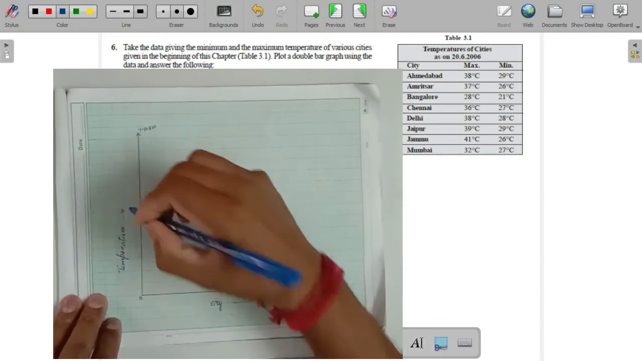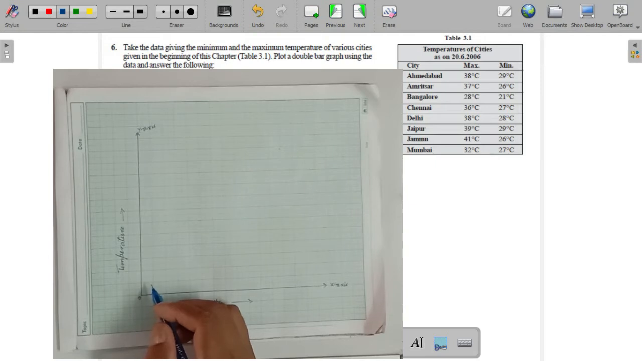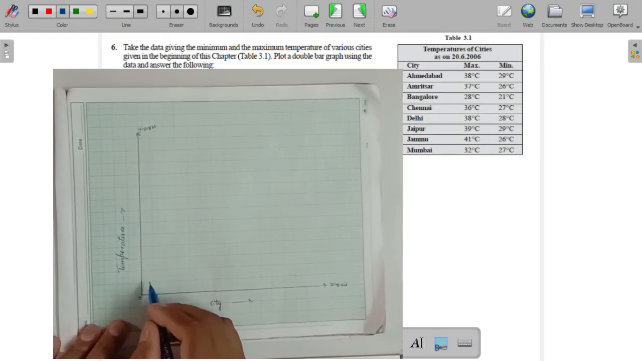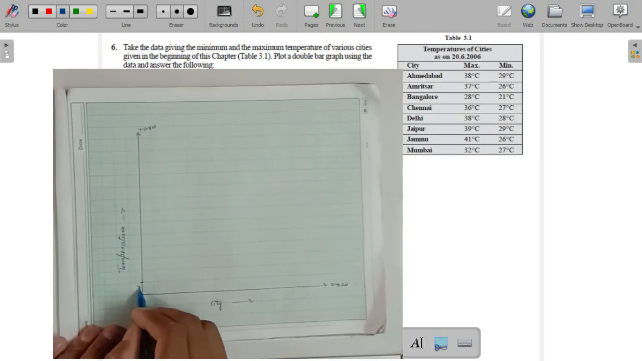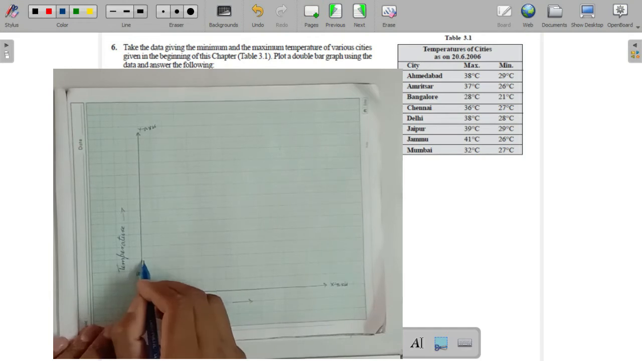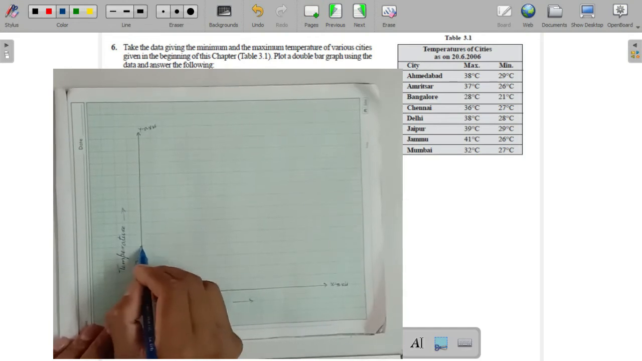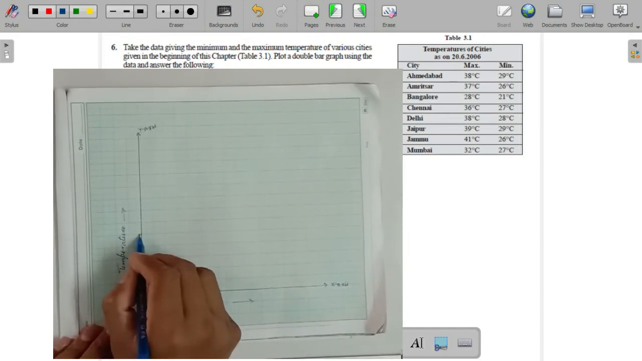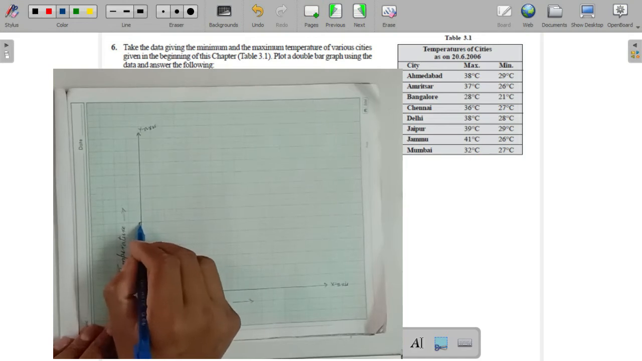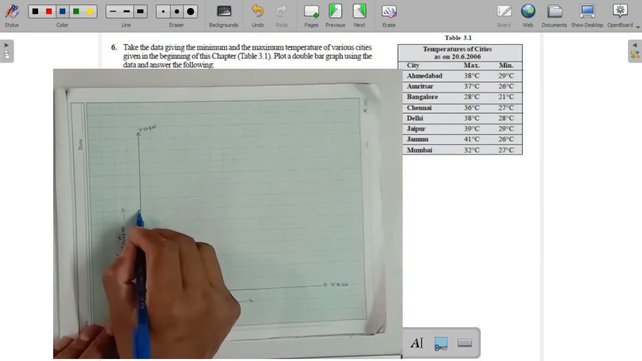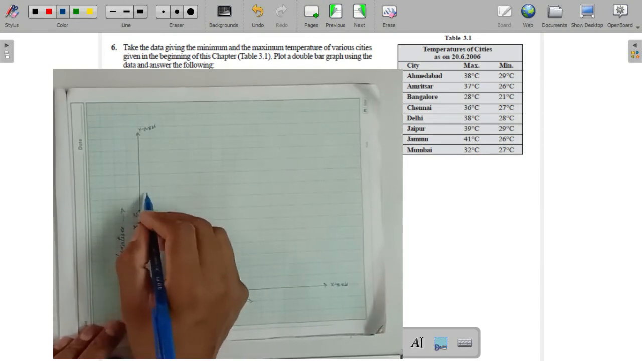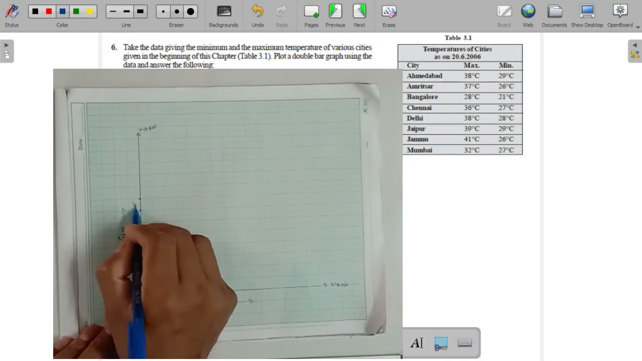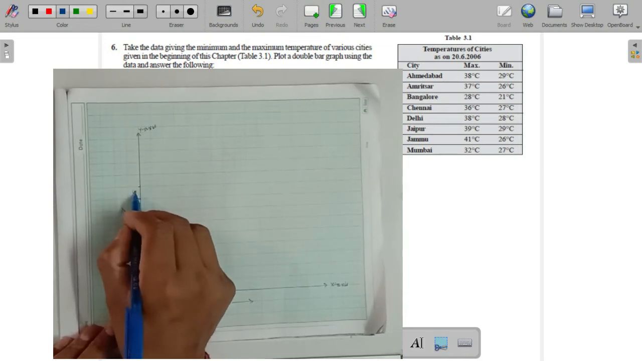Write down temperature, put an arrow. Now you have to take a suitable scale. So take 1 unit, that is 10 small divisions equal to 5 degree. Write down 5, then 10, then 15, then 20, then 25, then 30, then 35, then 40, then 45.